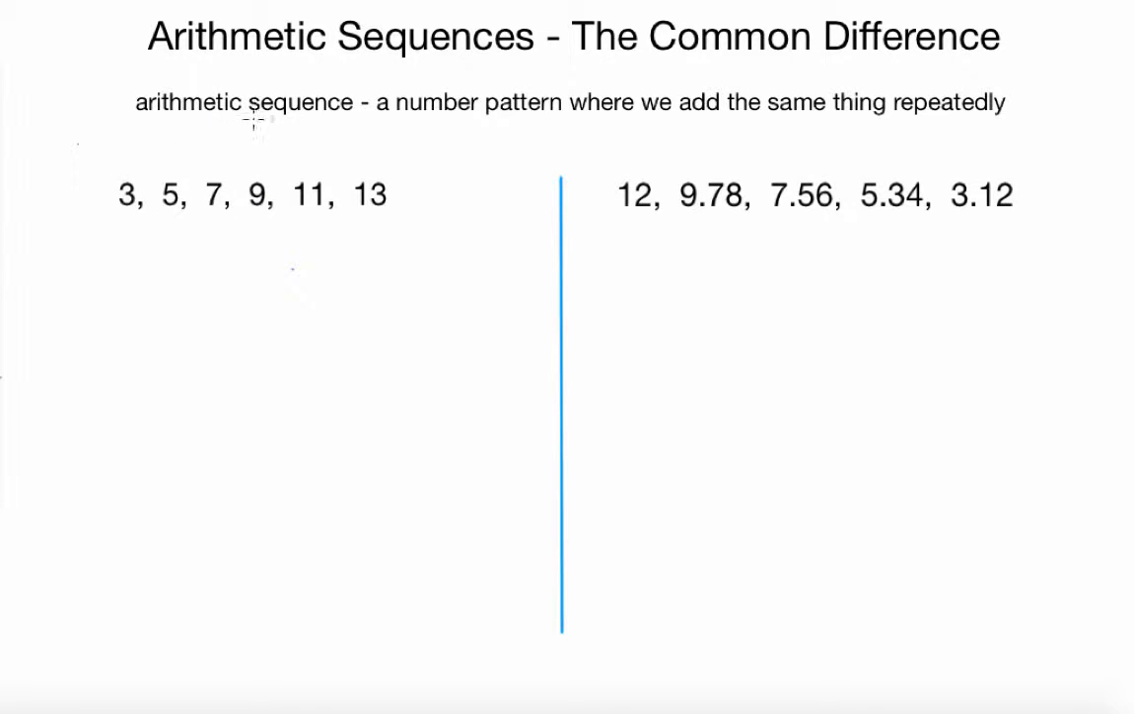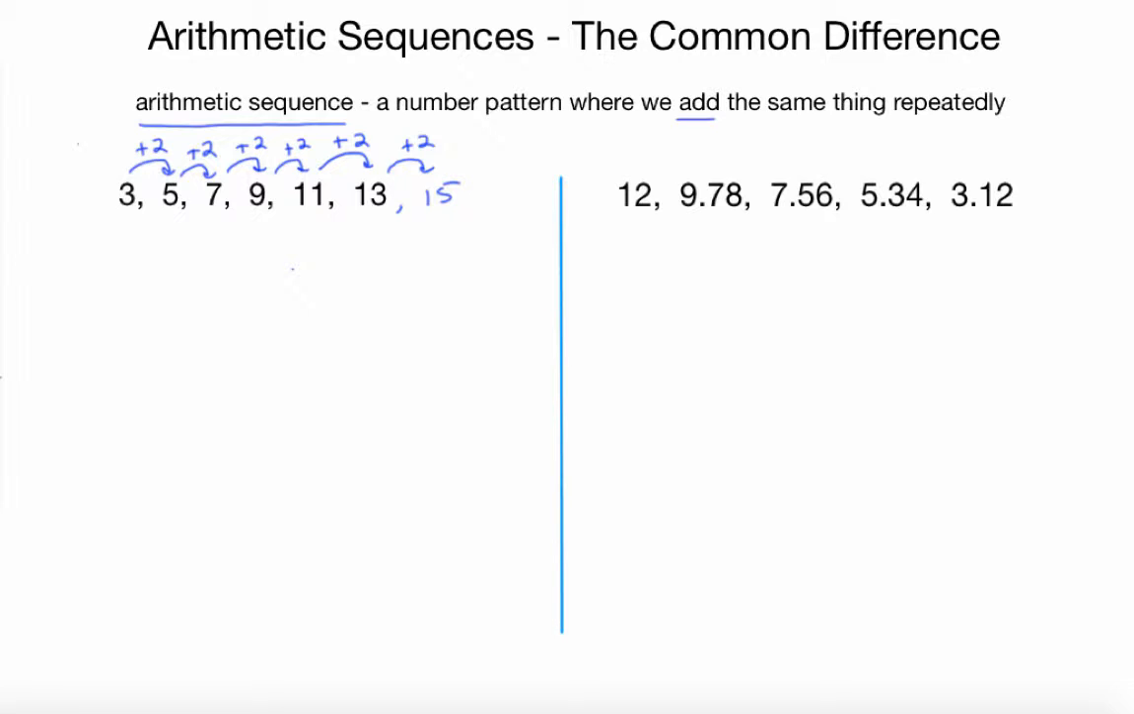First, an arithmetic sequence is just a number pattern. It's kind of like a game, but it's a number pattern where we add the same thing repeatedly every time. So let's start with a nice basic one. Here we go. We've got 3, 5, 7, 9, 11, 13. We can see that we start with 3, and it's not too difficult to find the next term in the sequence: we add 2 over and over again, right? So if I wanted to know what comes after 13 in this number pattern, we would add 2 more, and the next term should be 15.